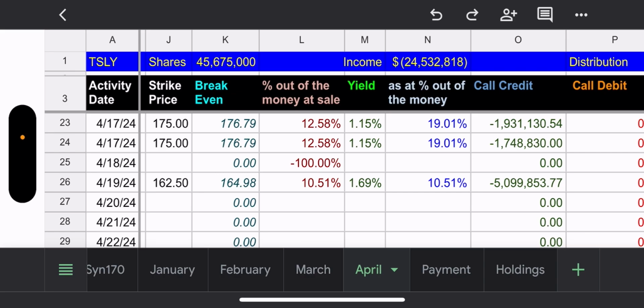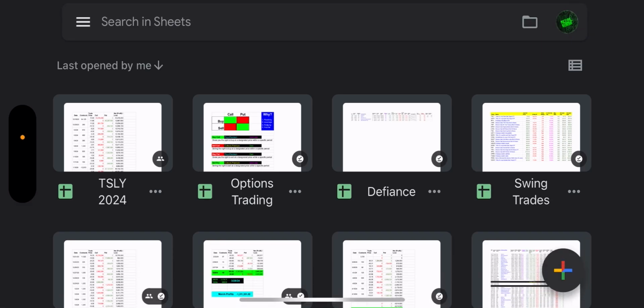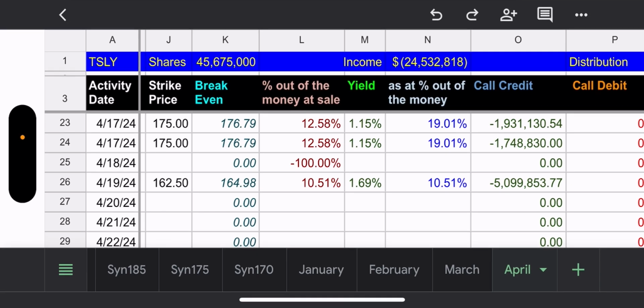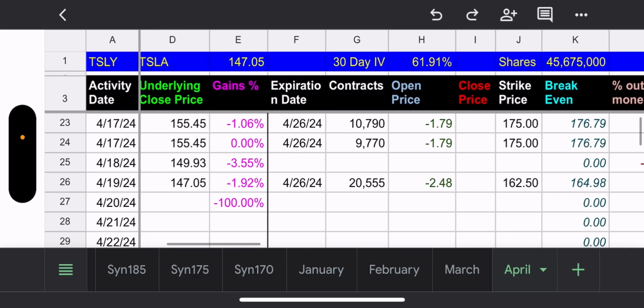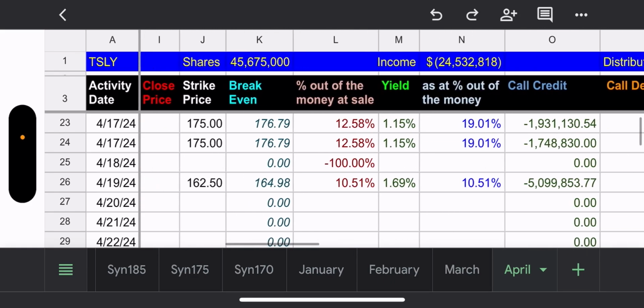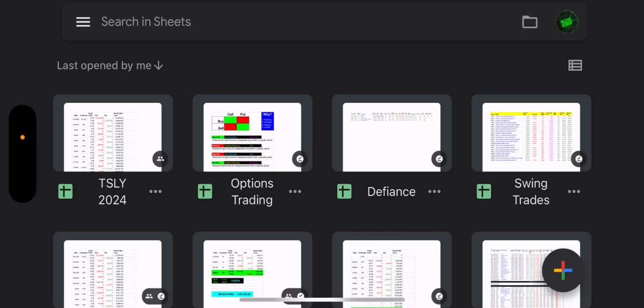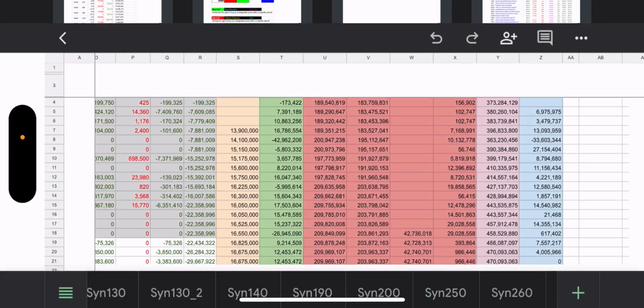So that's TSLY. Oh yeah, the break even for this week. The lowest is 164. So right now Tesla is at 147.05. All right, let's go to CONY, because that's in the same format as well.